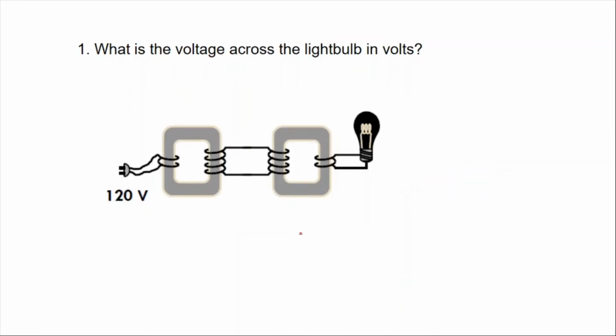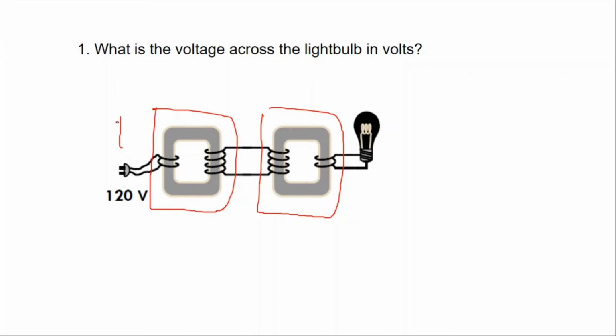Okay, let's look at some problems. The first question is, what is the voltage across the light bulb in volts? Here 120 volts enters this transformer, and here we have another transformer. We have two transformers. If this is 120 volts and the number of turns increased, this is a step up transformer. It increases the voltage. The number of turns is 2 times bigger than the number of these turns. It means here we will have 240 volts.